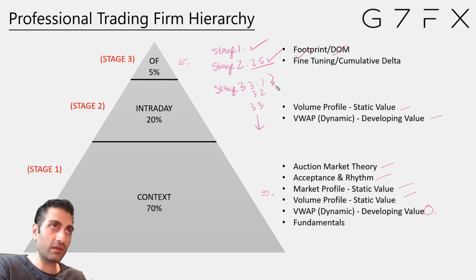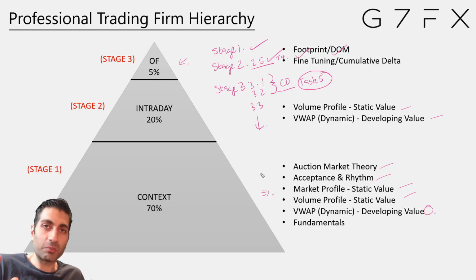3.2, okay? So you're going to do cumulative delta, and this is now going to form task 5, okay? Get it? So you've done task 4 here. You're coming in, I want you to finish footprint, just get delta, whatever. You don't necessarily just use the footprint, just understand it.